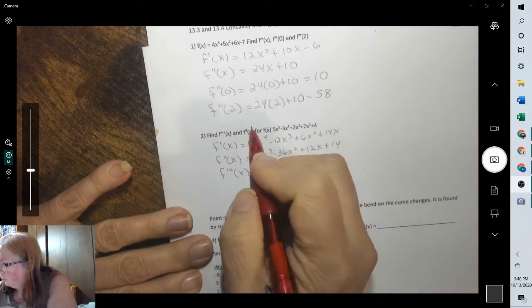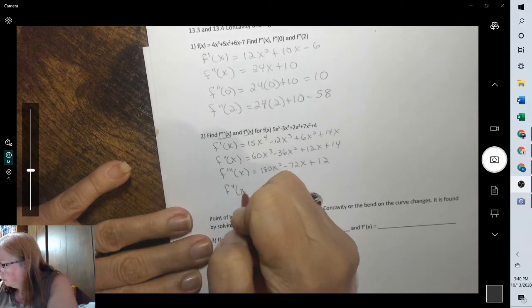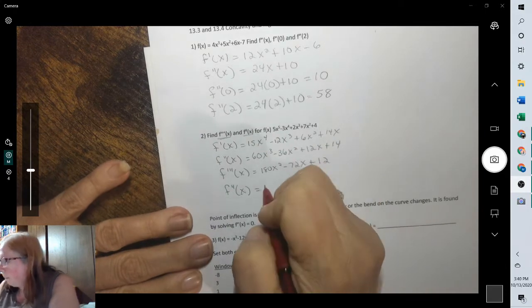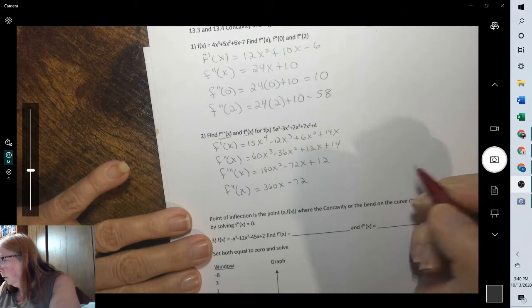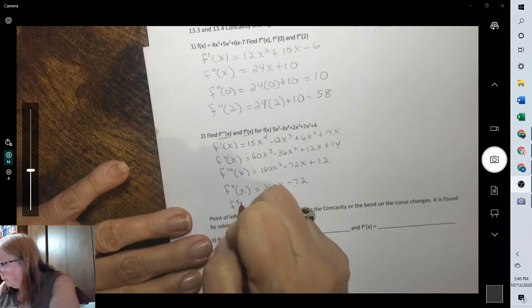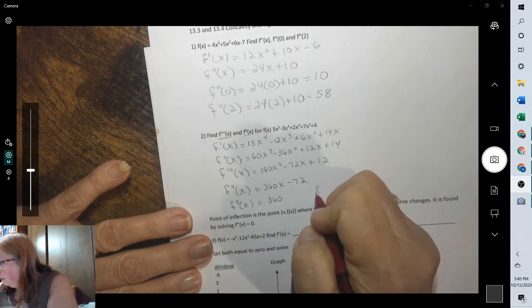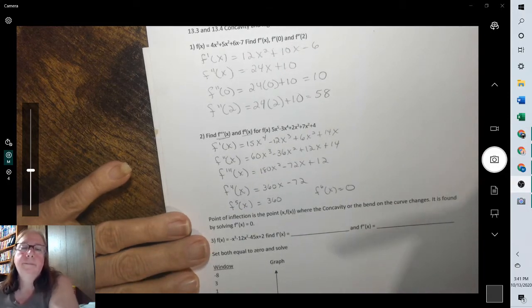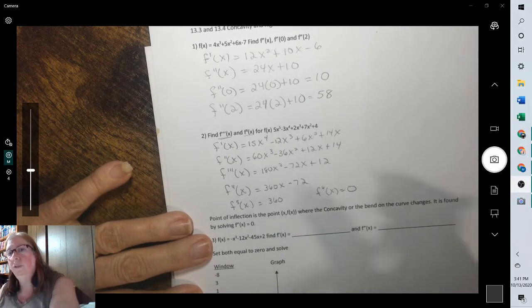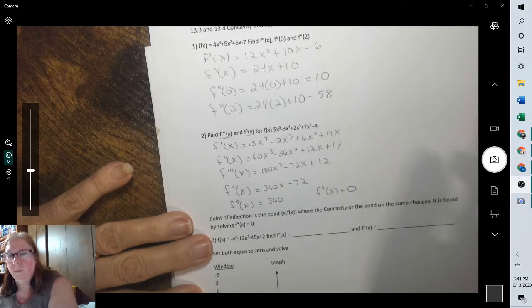This would be the third, which is what they asked here. Then the fourth is 360x minus 72. If you had to do it again, the fifth is just 360, and the sixth would be 0. So it's just taking the derivative again. Of course, these were just polynomials. You could just imagine if you had a quotient rule and you had to keep taking it. You would definitely need to be able to simplify.